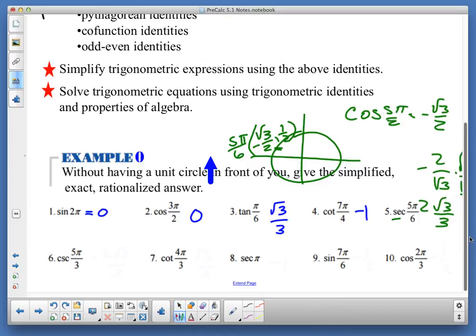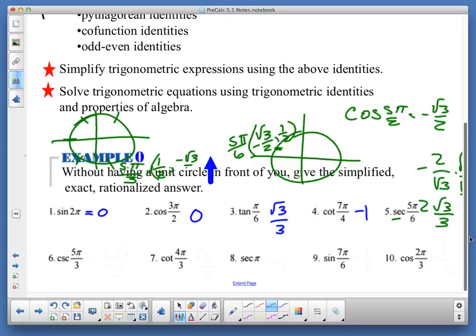Now for my cosecant of 5 pi over 3. Cosecant is 1 over sine, and I've got 5 pi over 3, so that's 1, 2, 3, 4, 5, and I'm looking at the idea that 5 pi over 3 is 1/2 and the negative square root of 3 over 2. Cosecant's 1 over sine, so it's the reciprocal. So I've got -2 over the square root of 3, and it's going to be -2 square root of 3 over 3 as I get there.